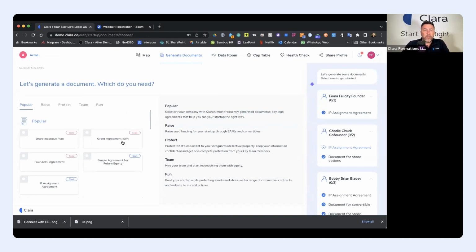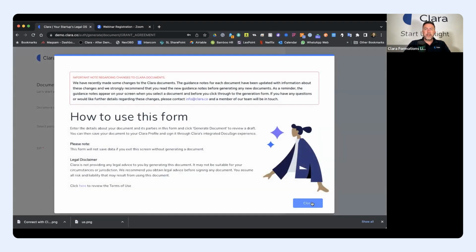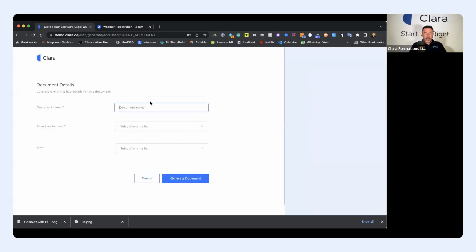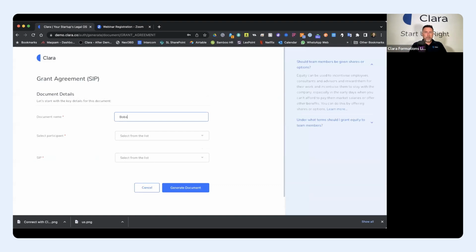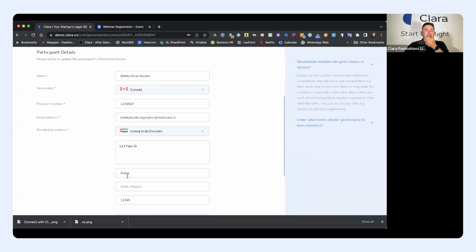So you're going to use the grant agreement for advisors, for employees, and for consultants, or anyone you're giving some shares to as a result of some form of compensation or some part of your growth. So if we went and did the grant agreement, came up here, let's just say that we're going to give Bob a grant agreement. And we're going to say, okay, Bobby, you're going to get some shares.